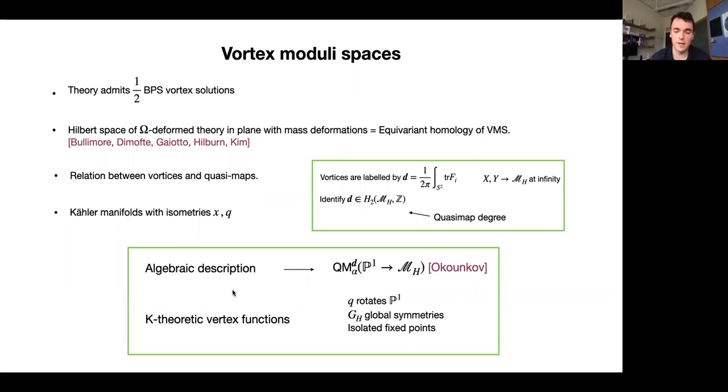And these moduli spaces can be given an algebraic description as the quasi-map moduli spaces of Ciocan-Fontanine, Kim, Maulik and others. And these are Kähler manifolds that come equipped with certain group actions. So you have a fugacity q corresponding to rotating the domain of the quasi-map, and you have another symmetry G_H coming from the Higgs branch global symmetries. And generally, again, you have isolated fixed points on this quasi-map moduli space. The objects that we're going to talk about in this talk are the K-theoretic vertex functions of these quasi-map moduli spaces. So these are roughly something like an analog of a chi-t genus of these moduli spaces. And in fact, in some cases, they're exactly chi-t genera.